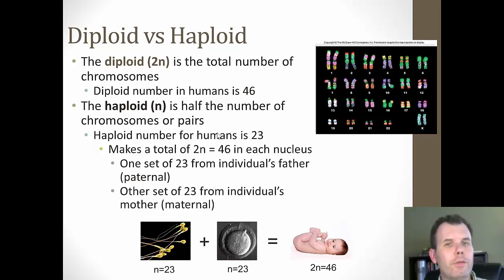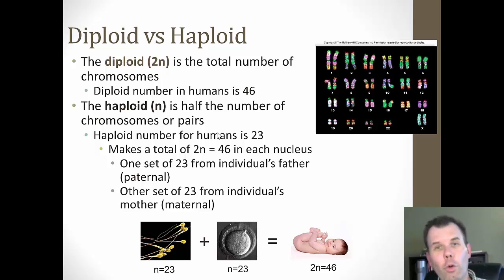Now, the other definition is haploid. Haploid means half the number of chromosomes, or the number of pairs that you have. In humans, the number of pairs we have is 23, or half the number of chromosomes we have is 23. Why does that make sense? Because we get 23 chromosomes from our mom and 23 chromosomes from our dad. We put those together and we end up with 46 total.